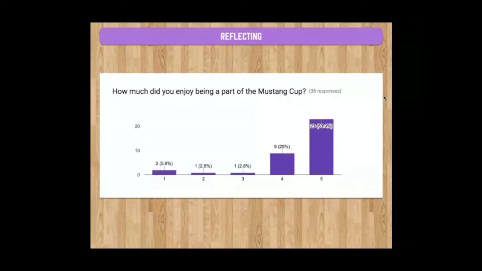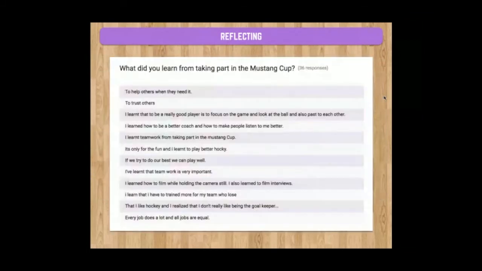What did you learn from taking part in the Mustang Cup? Being able to help others, to trust others, how to be a better coach and make people listen, teamwork. Teamwork's important, trying our best to play well. That all jobs do a lot and all jobs are equal.